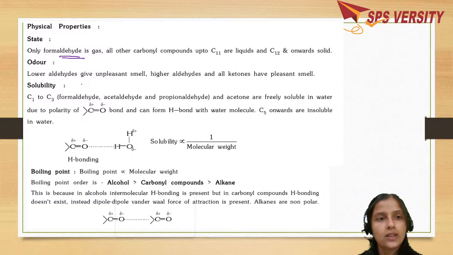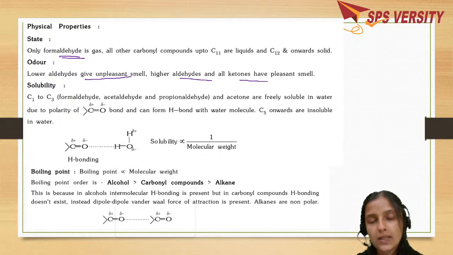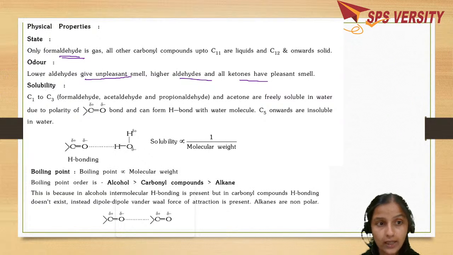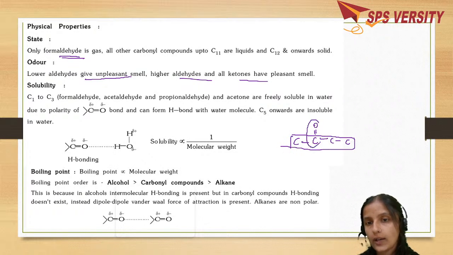Odor. They have a bitter almond-like smell. The lower aldehydes have an unpleasant smell, whereas the higher aldehydes and the ketones have a pleasant smell. If you smell nail polish or nail polish remover, you can really feel the smell of these. The solubility of the first few aldehydes and ketones is due to the presence of hydrogen bonding. These contain polar groups. And the carbon chain, say you have the carbon chain like this, is non-polar, whereas this group is polar.